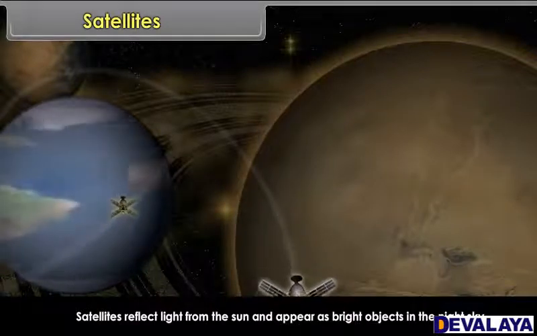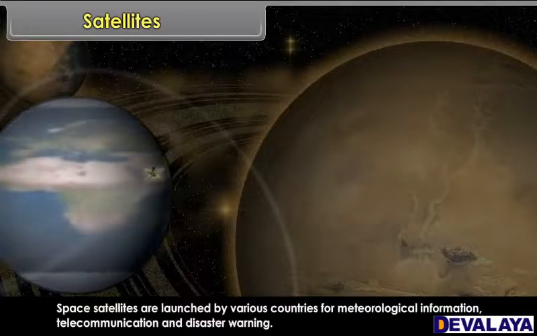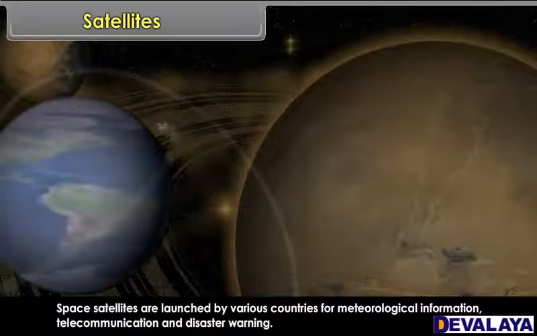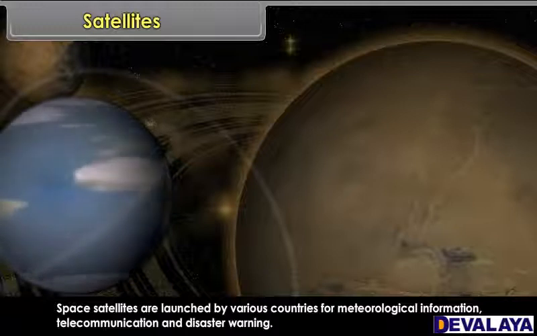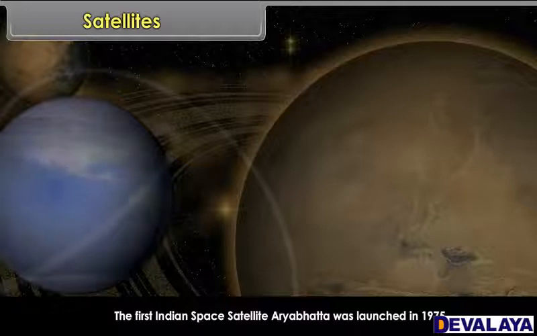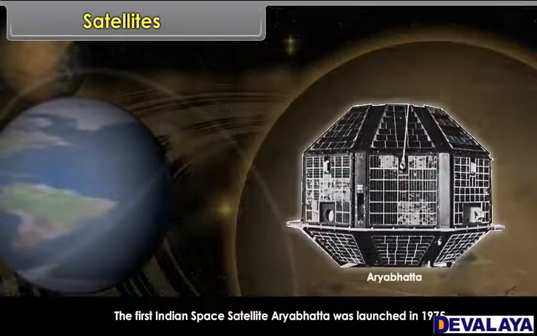Space satellites are launched by various countries for meteorological information, telecommunication and disaster warning. The first Indian space satellite, Aryabhatta, was launched in 1975.